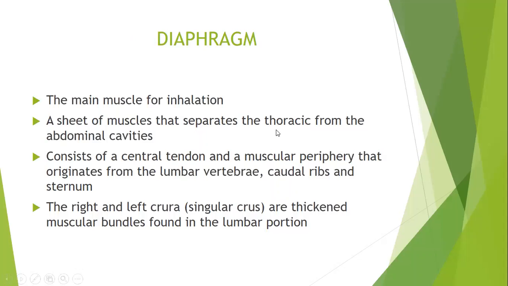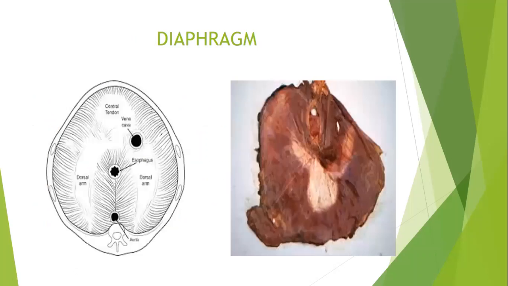And it consists of a central tendon and a muscular periphery that originates from the lumbar vertebrae, caudal ribs, and sternum. They have right and left crura that are thickened muscle bundles found in the lumbar portion. So you have a central tendon. So this is the central tendon. And these are the crura over here.